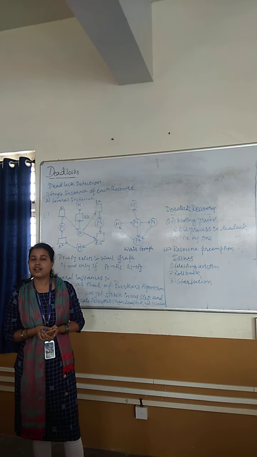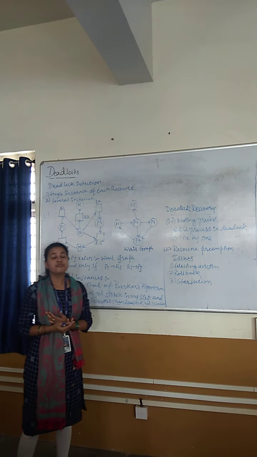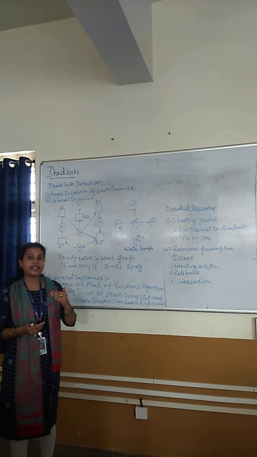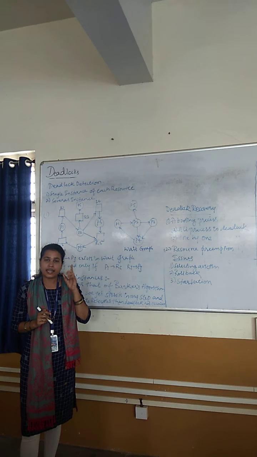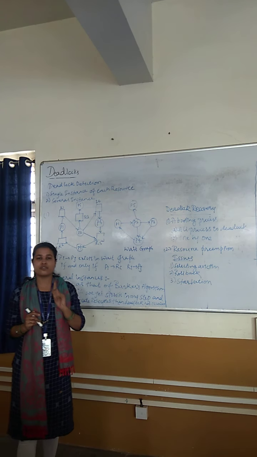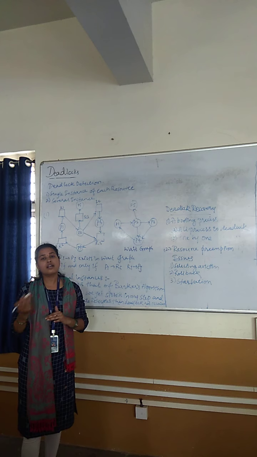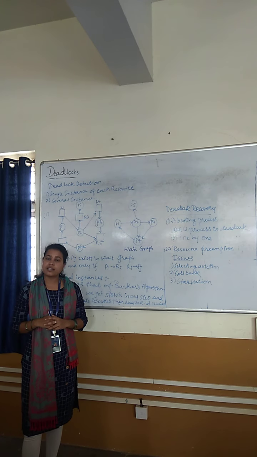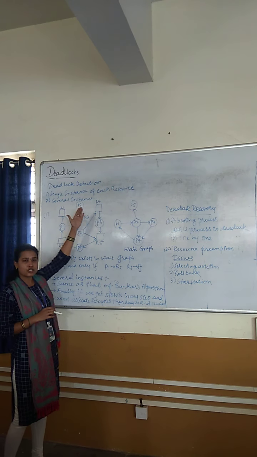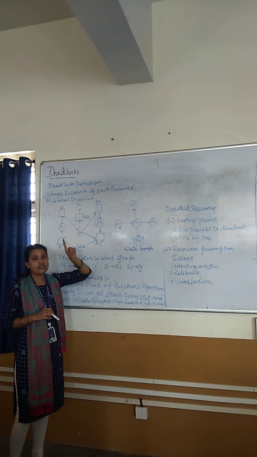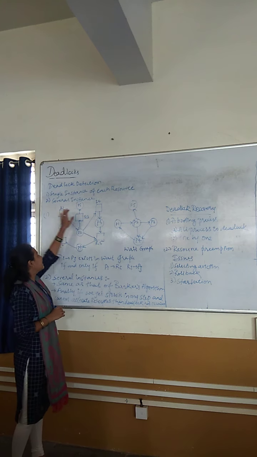Then how to detect the deadlock? Here we are using two criteria. Deadlock can be detected when there exists a single instance of each resource type, and deadlock can also be detected when there are several instances. So first, a single instance of each resource, and then the second case, several instances.